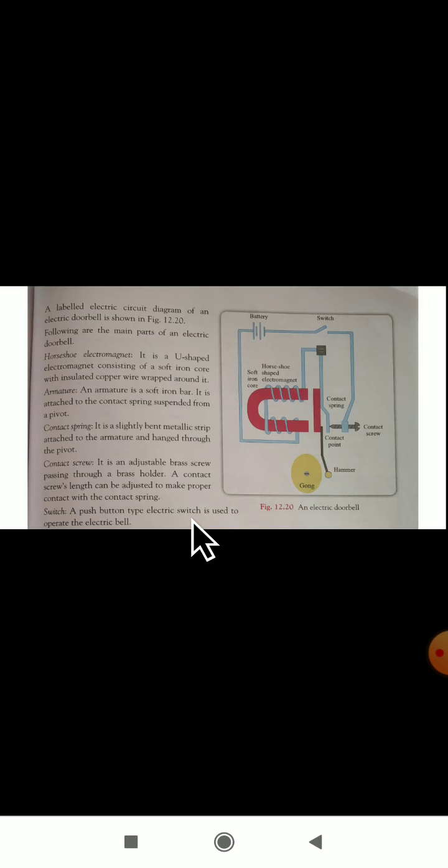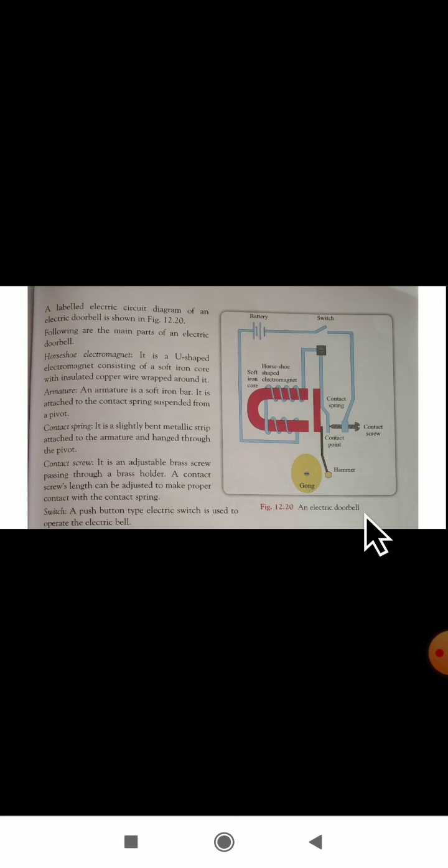Here they have given an electric doorbell. You know the electric doorbell very well, and how it works they have given here. A labeled electric circuit diagram is given here. This is an electric doorbell. It has parts: a horseshoe electromagnet, a U-shaped electromagnet consisting of a soft iron core with an insulated copper wire wrapped around it, and an armature. An armature is a soft iron bar attached to the contact spring suspended from a pivot. Next it has contact springs, a contact screw, and a switch and battery.